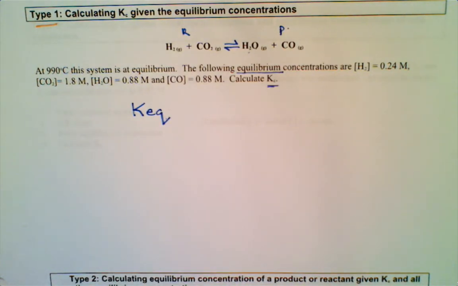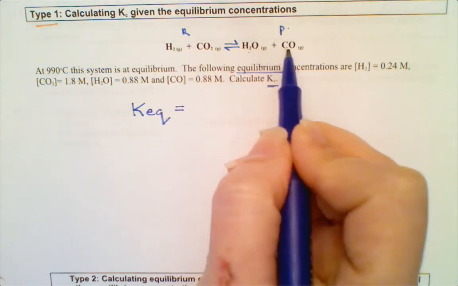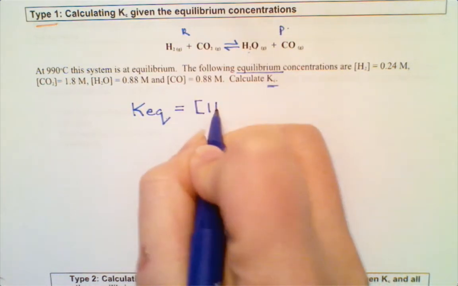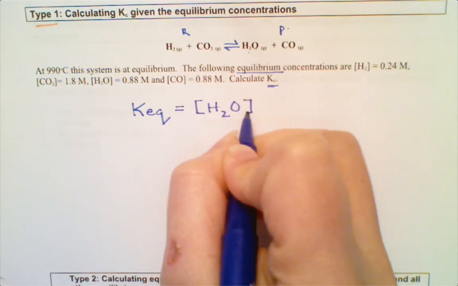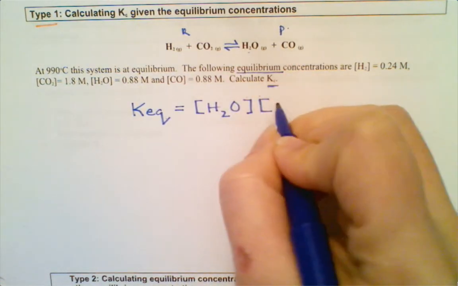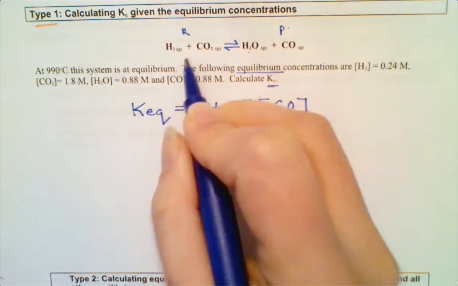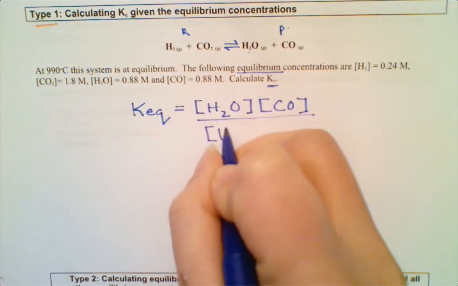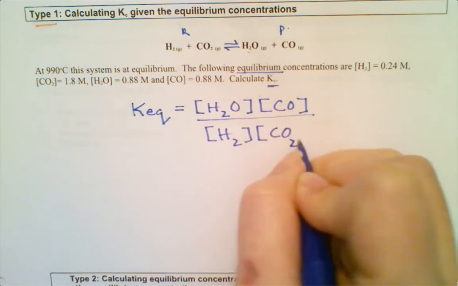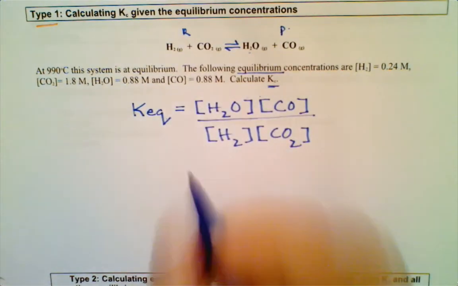So what you want to do is write your mass action expression, products over reactants. So what I do is I take the concentration of water raised to its exponent, which happens to be a 1, times the concentration of the other product, all divided by the reactant concentrations multiplied by each other. Okay, and again, all of them have coefficients of 1, so their exponents are 1.